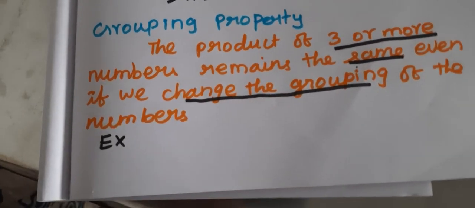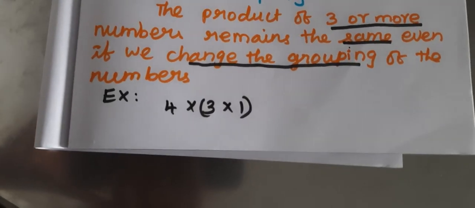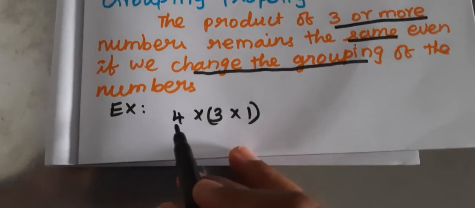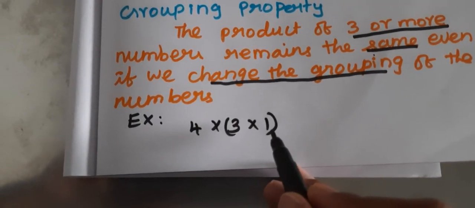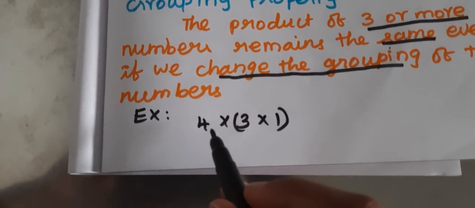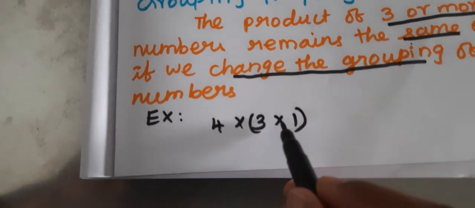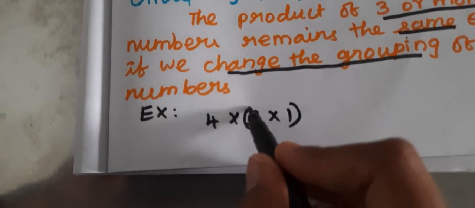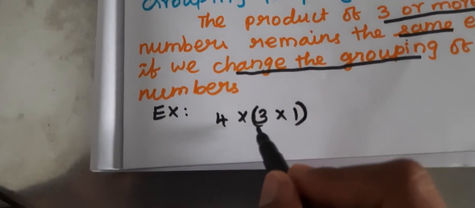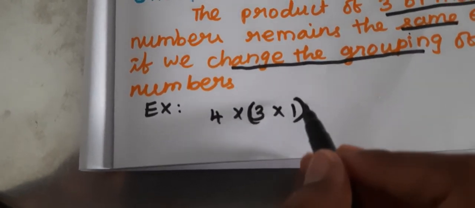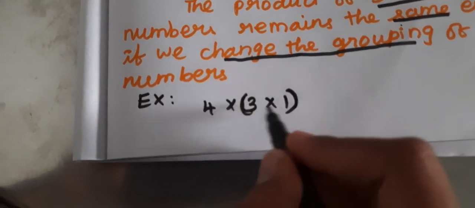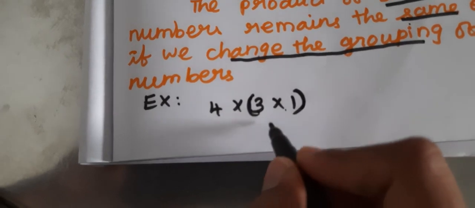Okay, listen. See here, I took three single digit numbers. 4 into 3, 3 into 1. But I grouped here. First I have to multiply the first two numbers inside that bracket. So 3 into 1, what is that? 3 into 1 is 3.